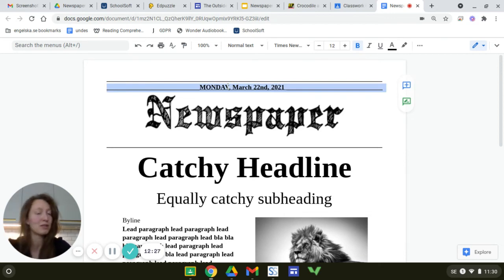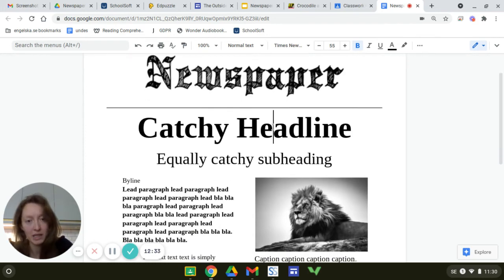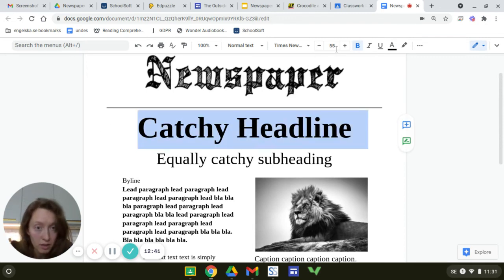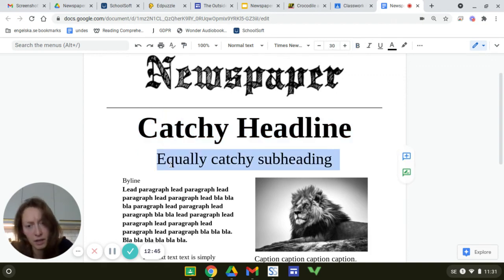Many newspapers have different designs. I just designed a random newspaper for you. So put your headline here and make it look good. So make it the right size. If your headline is super long, you might have to make this smaller than font or size 55. Here's your subheading. Again, make it smaller or bigger depending on how long your subheading is.